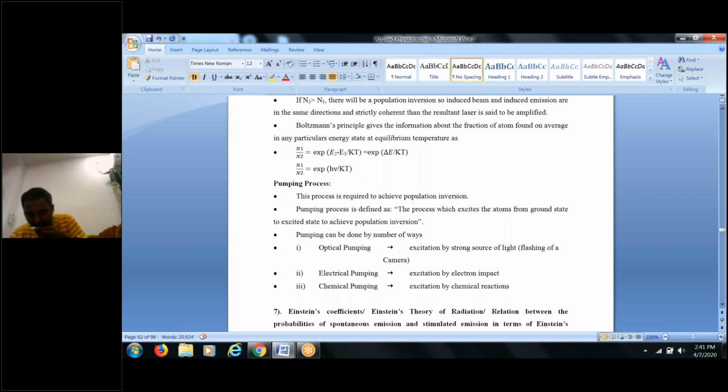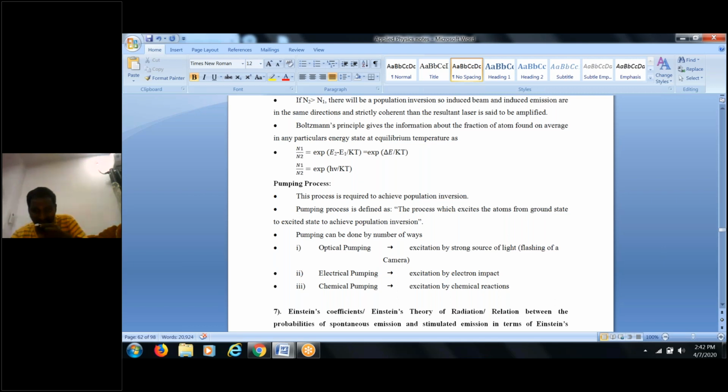And here there is one question. In optical pumping, if you use normal light, are the electrons excited or not? Definitely the electrons are excited. Even if you apply normal light, meaning white light or monochromatic light, if you use any type of light, the electrons present in the ground state will absorb light energy and reach the higher energy level. And population inversion is there.